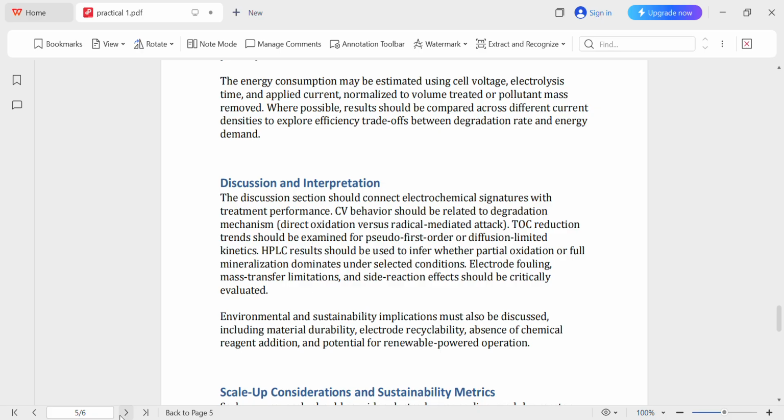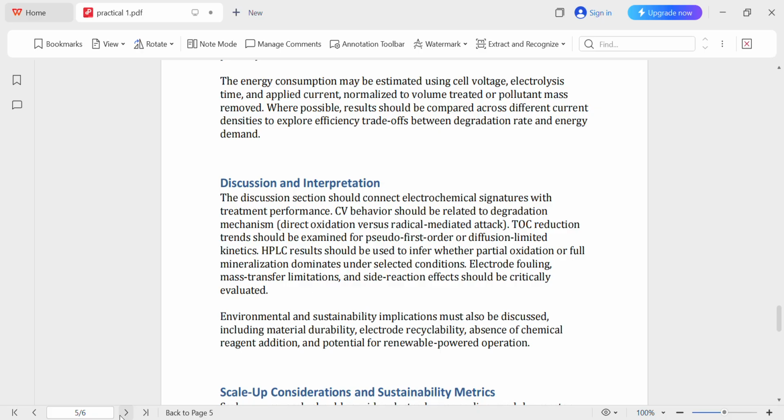Next, the TOC reduction trends should be examined for pseudo first order or diffusion limited kinetics. Look at the TOC over time to understand the rate of the pollutant breakdown. Determine whether the reaction is pseudo first order, meaning the rate depends upon the pollutant concentration, or diffusion limited, meaning the rate depends upon how fast the pollutant is transported to the electrode.